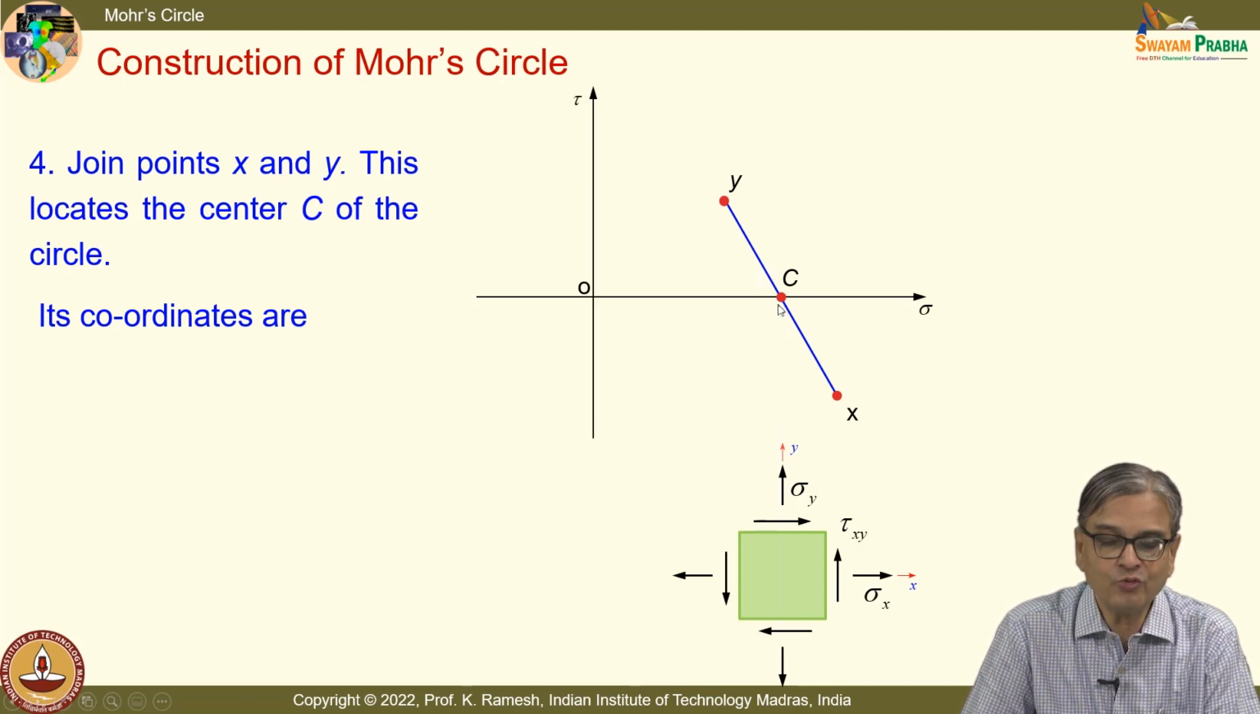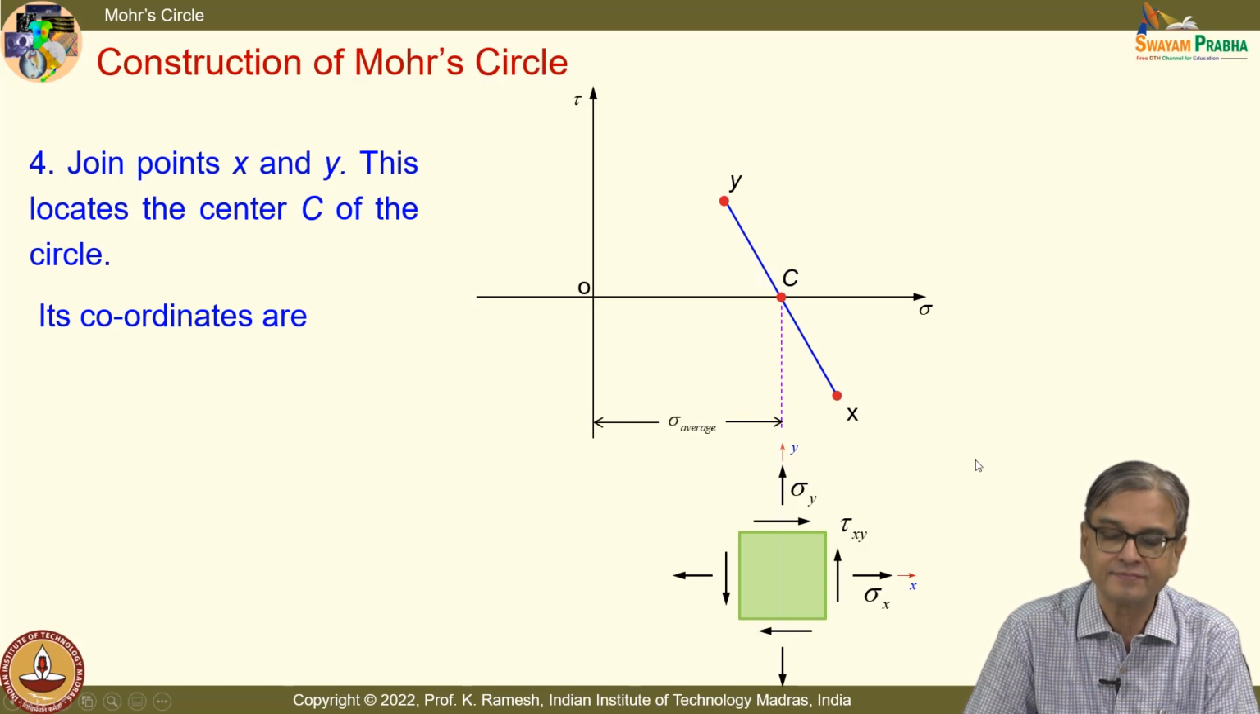And what is the value of this? Suppose I have this as sigma x and sigma y, I can call this as average of that. Okay, we will see what is the average later. Keep it as sigma average and tau as 0. So we know the coordinates of C. Now I can draw a circle passing through the points x and y. I know the radius, so I can draw the circle.